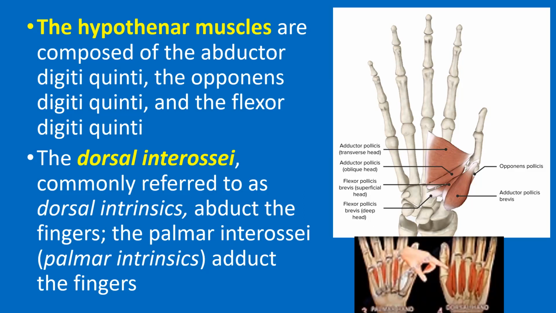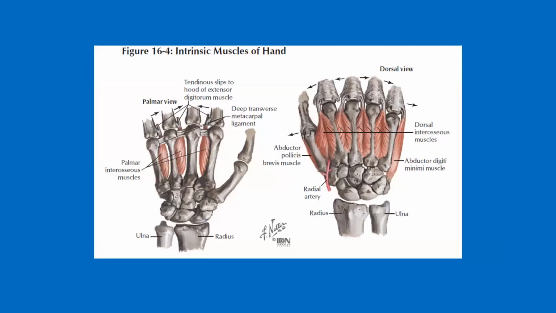The dorsal interossei are supplied by the ulnar nerve, and they are mainly involved in abduction of the fingers, while the volar are involved in adduction of the fingers, and again supplied by the ulnar nerve. This shows you the interosseous muscles, where they function in abduction on the dorsal and adduction on the volar surface of the palm.